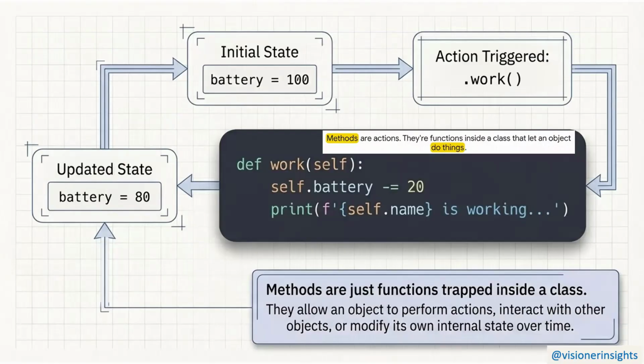When we call the .work method on our robot, it kicks off an action. And that action can actually change the robot's own internal data. See here? When it works, it uses up 20 points of its battery, changing its state from 100 to 80. Objects aren't static. They have behaviors that change them over time.